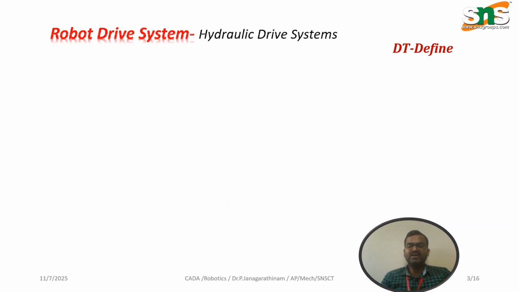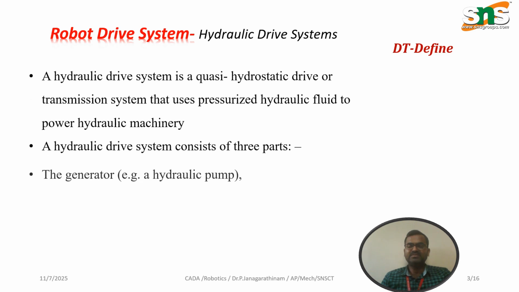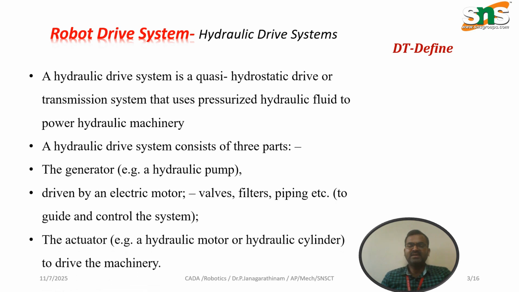So this is the drive systems overview. First, we have to collect what all the basic systems are. After that, we discuss the definitions of the different types of drive systems. Here, the hydraulic drive system is a hydrostatic drive or transmission system that uses pressurized hydraulic fluid to power the hydraulic machinery. The basic components required to develop this kind of hydraulic drive system are electric motor, valves, filters, piping, and the pump, which is the heart of the hydraulic system.